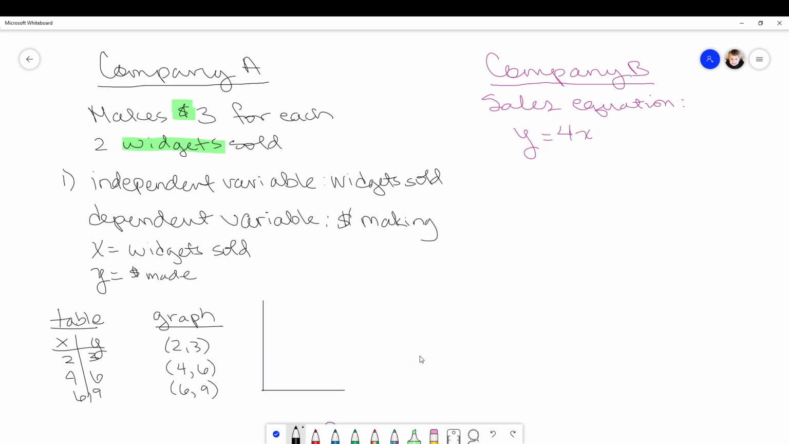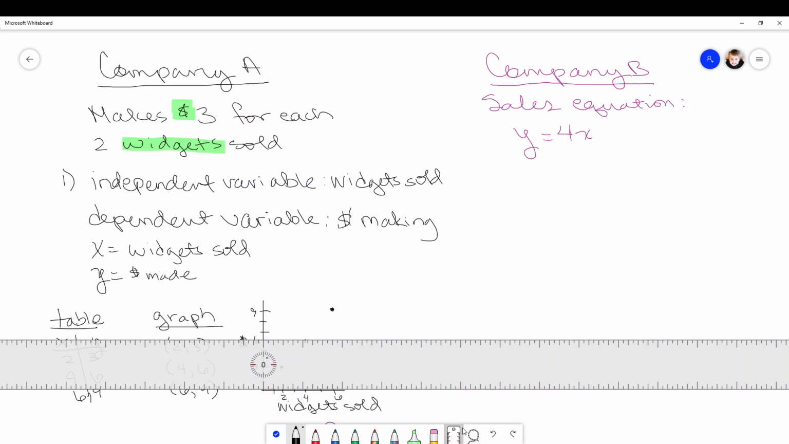So now I'm just going to sketch this. It's not going to be super precise. So my x's are widgets sold, and then I have my profits for my y. That's kind of far away, let me make it a little closer. Okay, so I'm just going to have 1, 2, 3, 4, 5, 6, and 1, 2, 3, 4, 5, 6, 7, 8, 9. So I have 2, which is right here, and 3. So I have my coordinate there. I have 4 and 6, which is roughly there. And then I have 6 and 9, which is roughly there. And then I can take my ruler. Oops, wrong way.